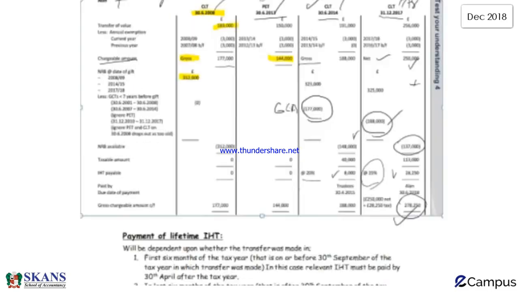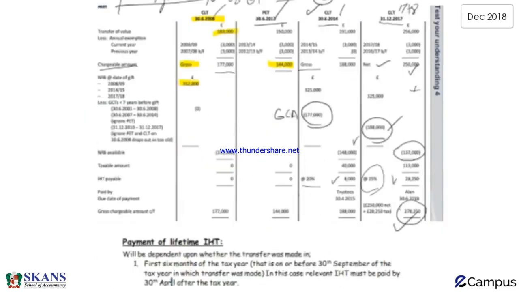Now, this is how we calculate lifetime taxes on CLTs and chargeable amounts, and only for potentially exempt transfers. Well, now we should consider how to calculate death taxes on the same lifetime transfers. For that, we would have to move on to the next example.